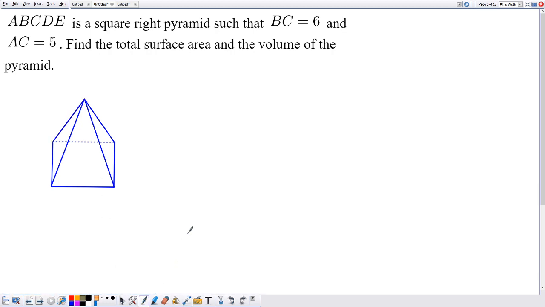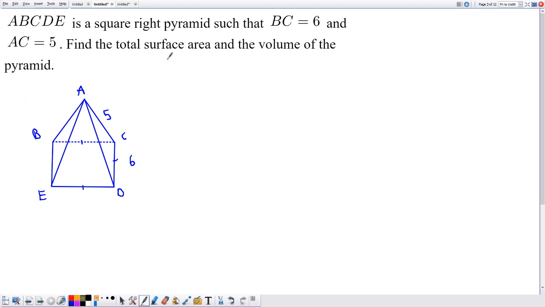Now, the way the typical naming conventions go is the first letter is the apex, so that would be A. And then we just label the base B, C, D, and E. It's a right pyramid which has a square base, where BC is 6, which means any of these sides are the same, they're all 6. But we also know that the length of AC, this lateral edge, is 5.